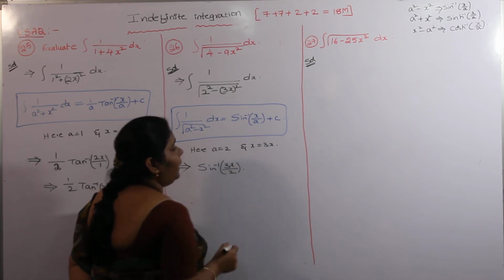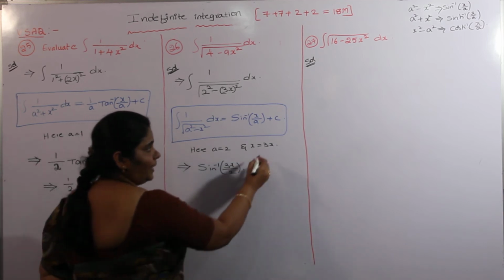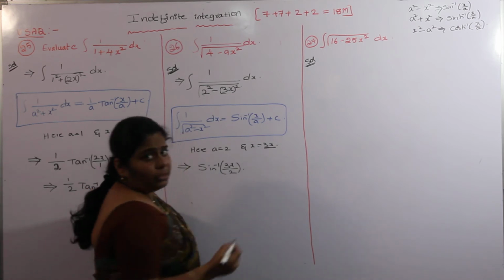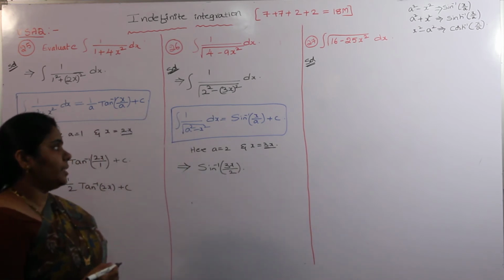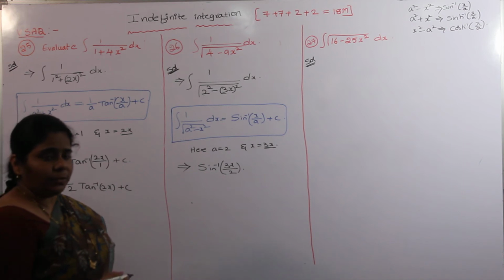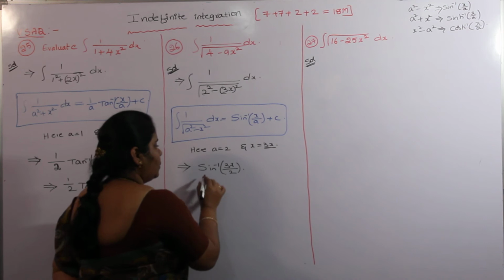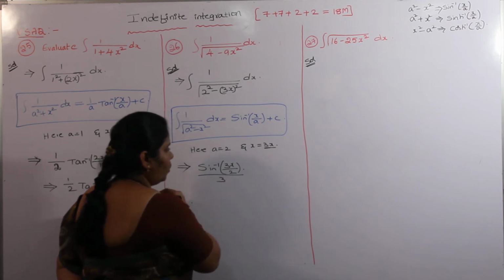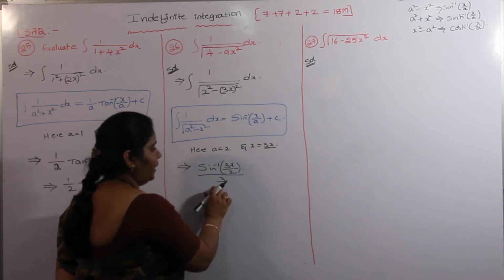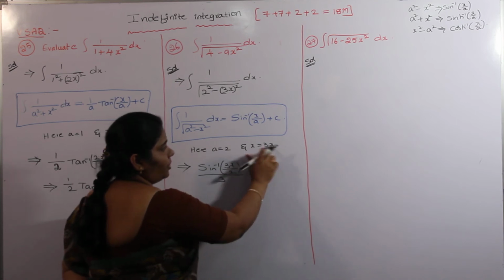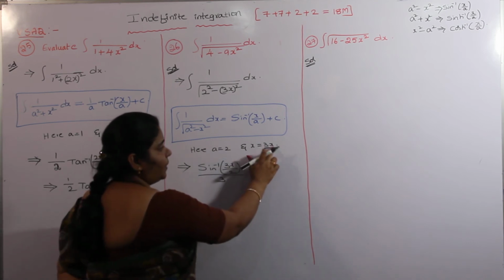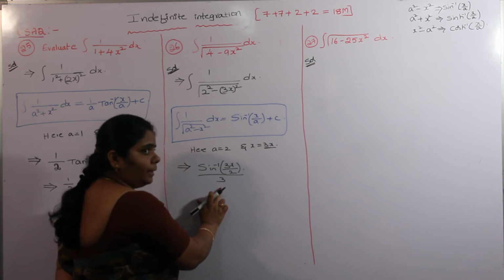But here also in this problem, in place of x we have 3x. So we take the inner differentiation of 3x. Inner differentiation of 3x is 3. Why? Because 3 into differentiation of x is 1. So that can be written in the denominator, divided by 3. Why am I writing 3 here? This is the inner differentiation of 3x. 3x differentiation is 3. That can be written in the denominator.